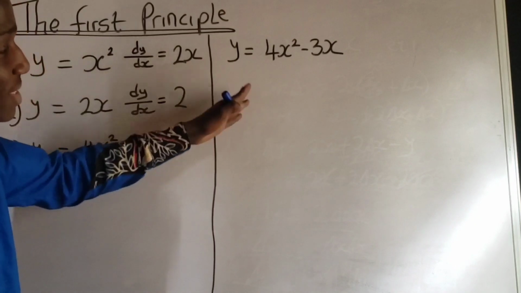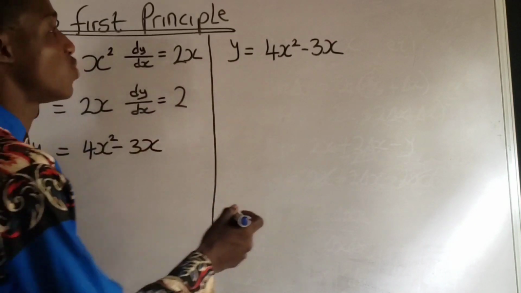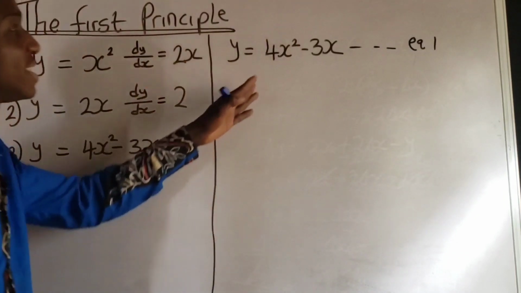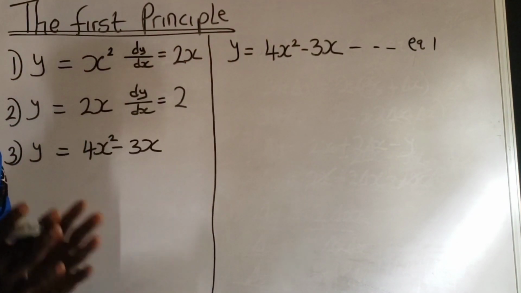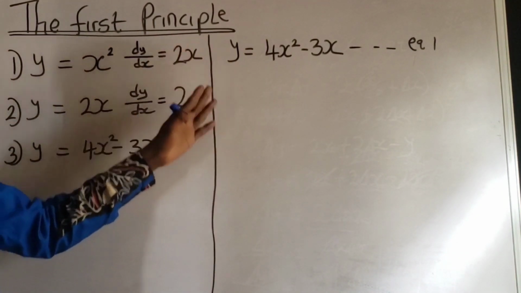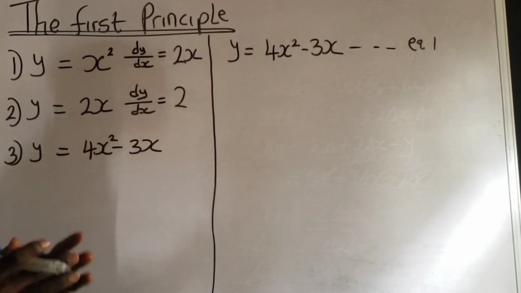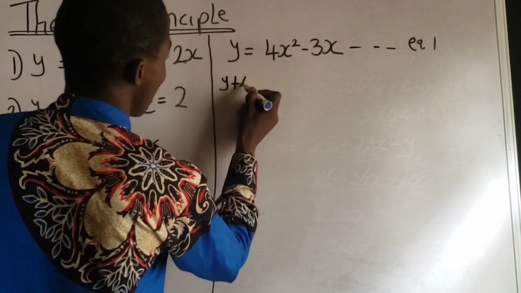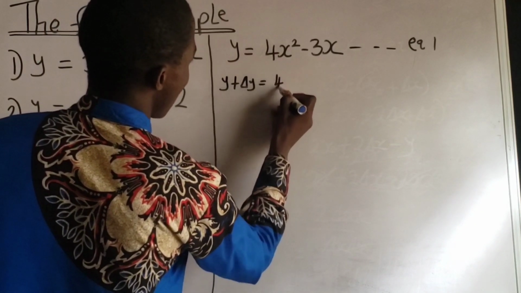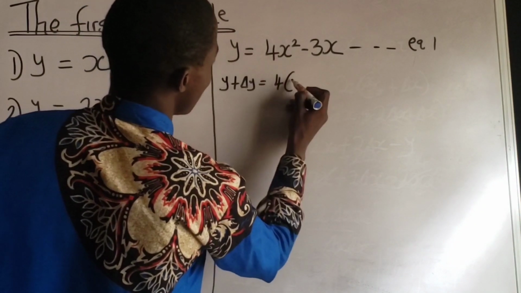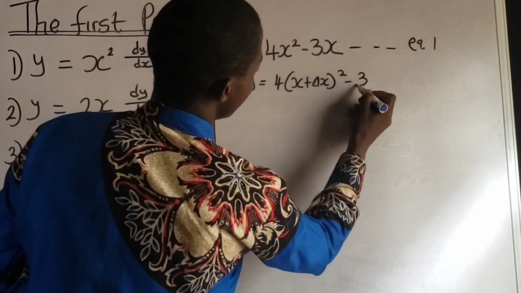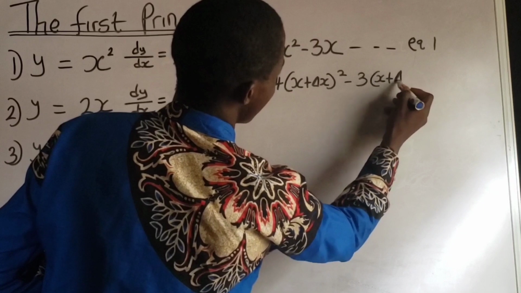The meaning of that statement is that anywhere I see y in this equation, let me call this equation 1. Anywhere I see x in equation 1, I'm going to substitute x plus delta x. And anywhere I see y in equation 1, I'm going to substitute y plus delta y. So for the first step, y plus delta y is equal to 4 into bracket x plus delta x squared minus 3 into bracket x plus delta x.